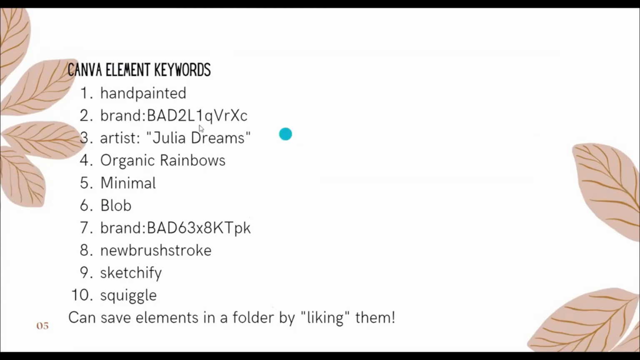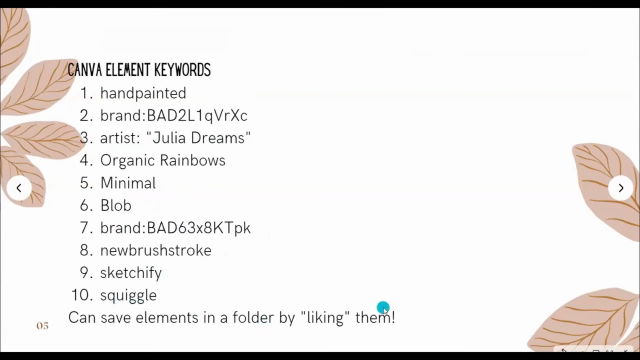Okay. So then it says brand. And this is all one thing. You type in this whole thing, brand with the colon, BAD2L1. So this is something you would maybe type into a notes section or a Google Doc so you can just highlight, copy, paste into your search bar so you don't have to remember this every single time. When you type in artist, you're going to type in this whole thing, artist, colon, quotes, Julia Dreams, quotes, organic rainbows, minimal blob, brand, brush, new brush strokes, Sketchify, squiggle.